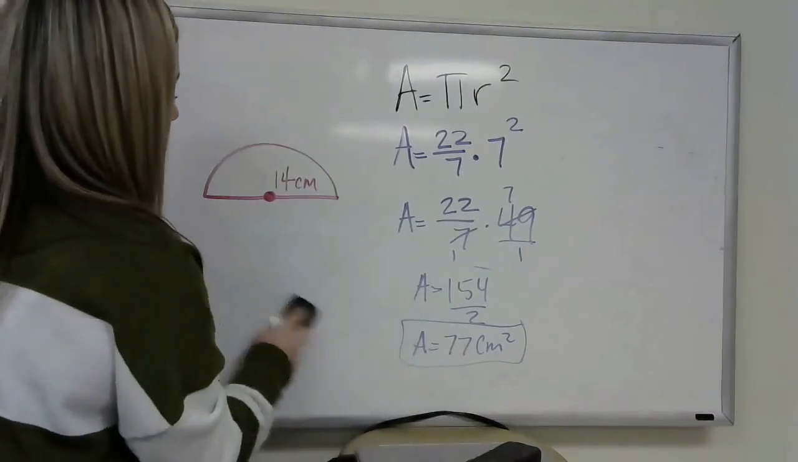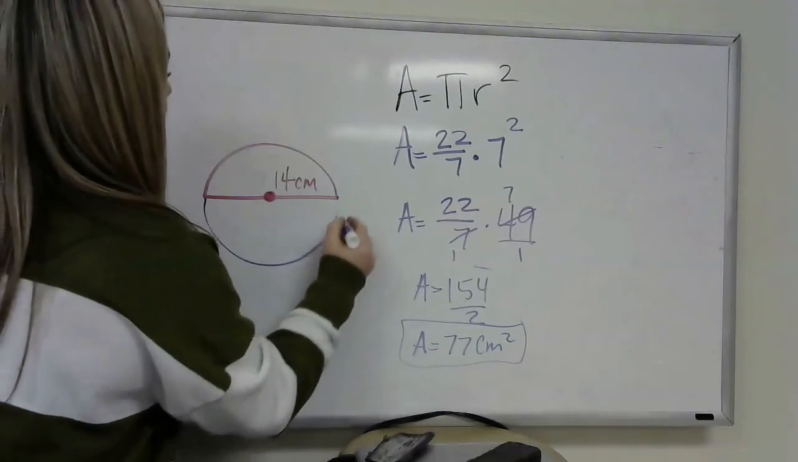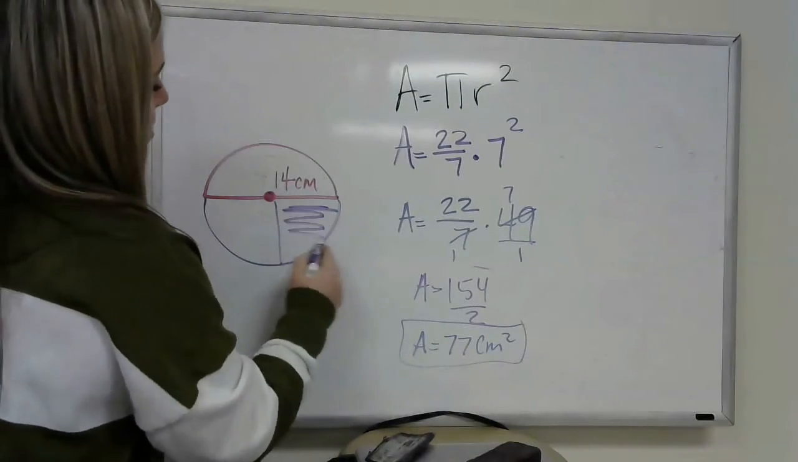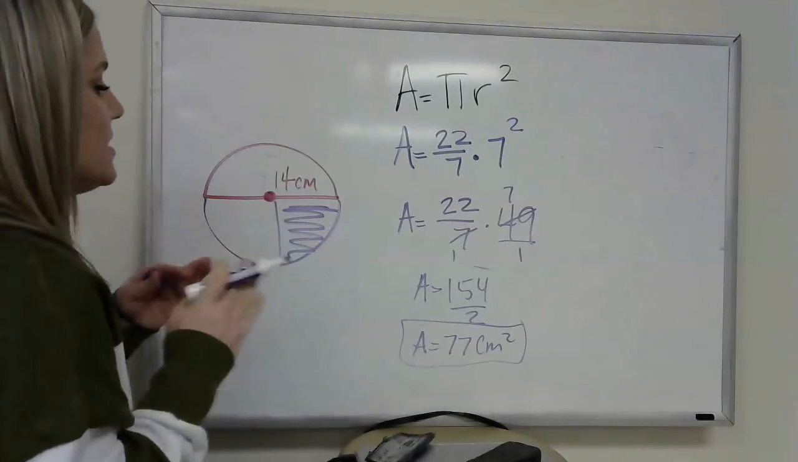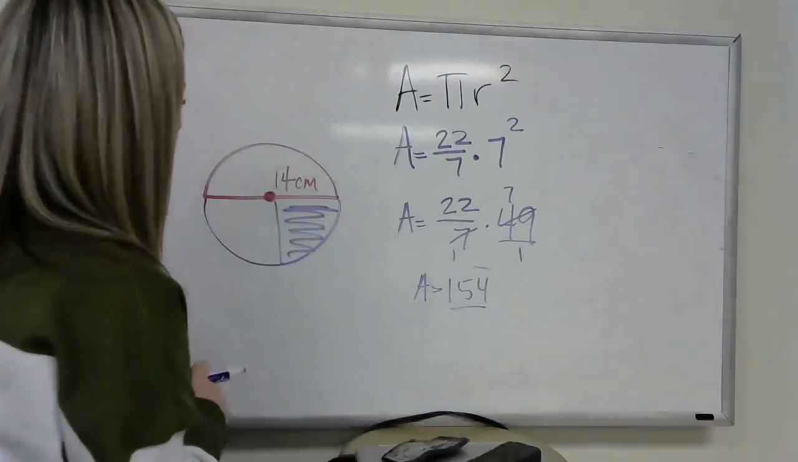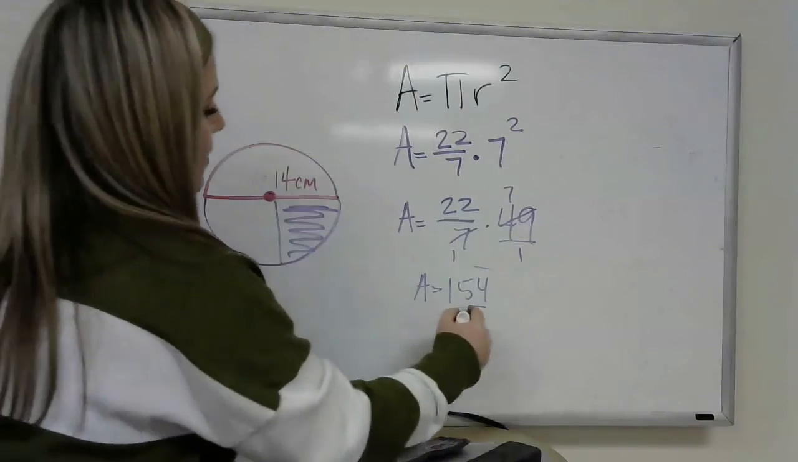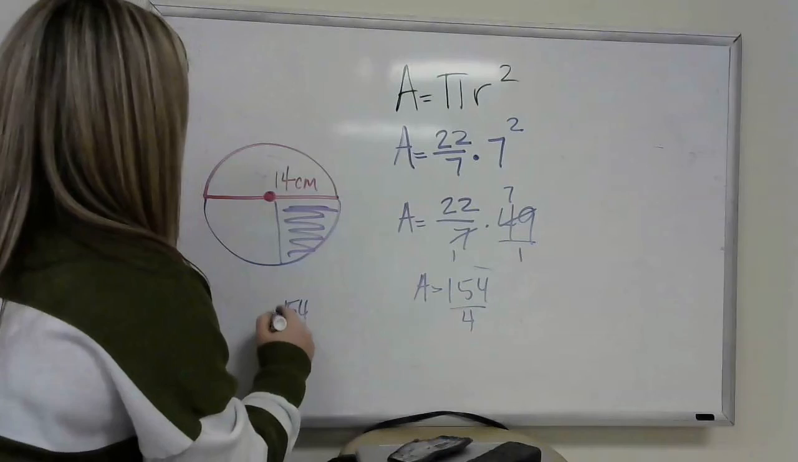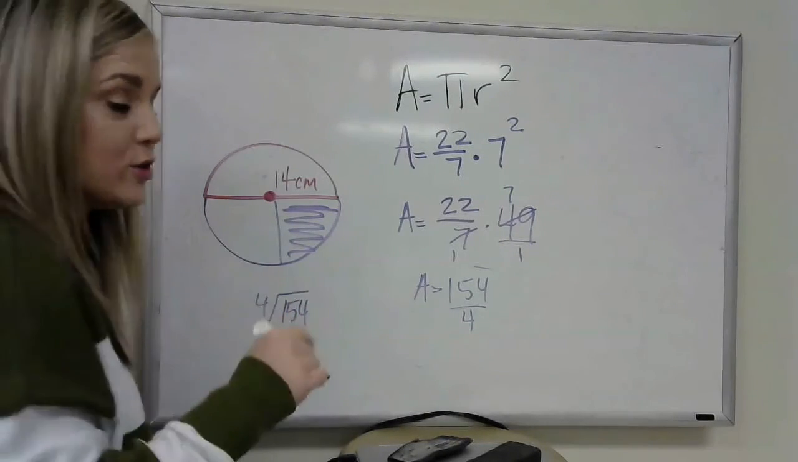Okay, now, what if they asked me to find a quarter of it? Let's say they gave you the entire circle, okay, and then they said, find this quarter, just this shaded part. Okay, so instead of dividing 154 by 2, in half, we would divide it by fourths, and that would give us that. So let's do that real quick, because they may ask you that, a quarter circle.